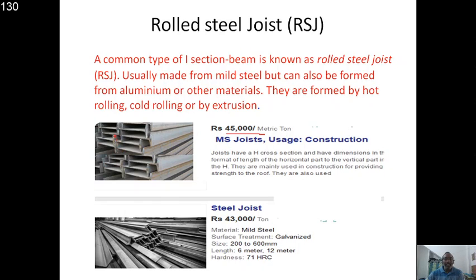This figure explains the I section or H section. When it is vertical, it is an I section. When it is horizontal, it looks like an H section. But I section and H section are both the same. It is made up of aluminium or mild steel or many other materials. But whenever we say steel, it means mild steel. These are the market availability of the joists, and their rates are given in this figure, and their sizes are also mentioned here, and how the length is available in the market.